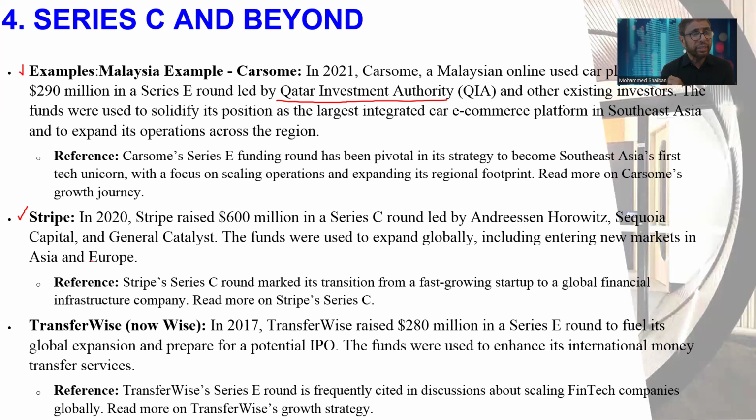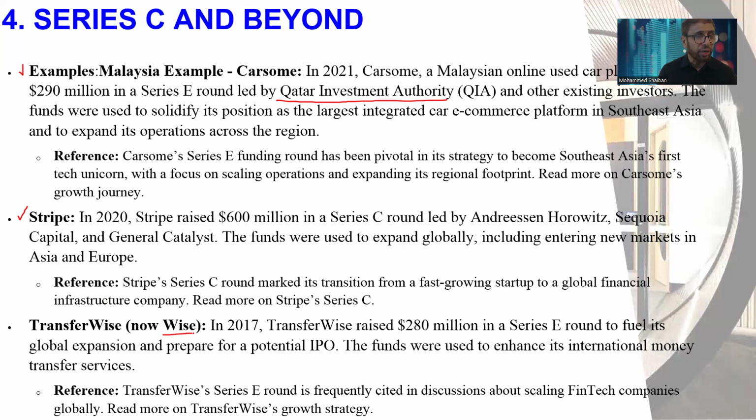So in 2020, Stripe raised 600 million in a Series C round led by Andreessen Horowitz, Sequoia Capital, and General Catalyst. The funds were used to expand globally, including entering new markets in Asia and Europe.